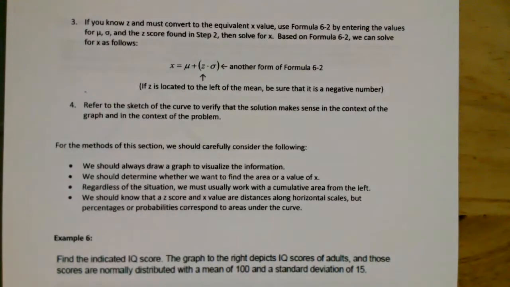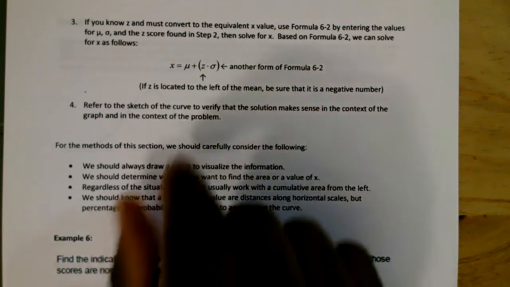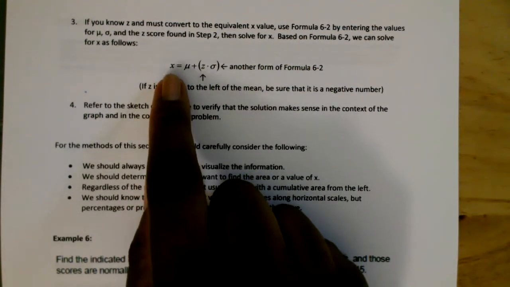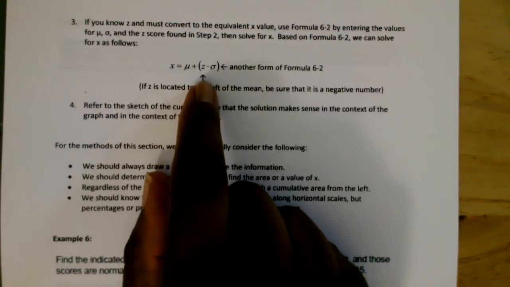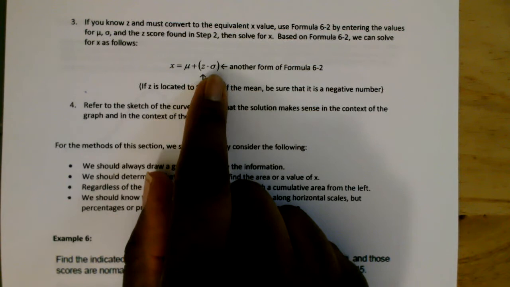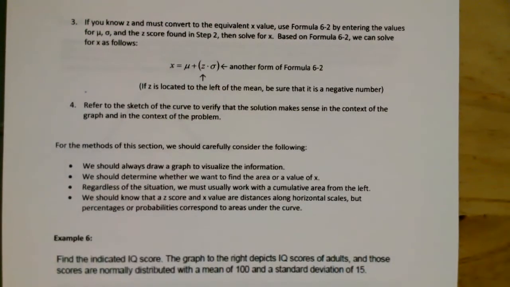All right, on the next page are steps 3 and 4. If you know z, you must convert it to the equivalent x value. This is where we use formula 6-2 by entering the values for mu, sigma, and the z-score found in step 2. Then solve for x. Based on the formula 6-2, we can solve for x as follows. And that's going to be this. x is equal to mu plus the product of z and sigma. This is just another way of writing formula 6-2.